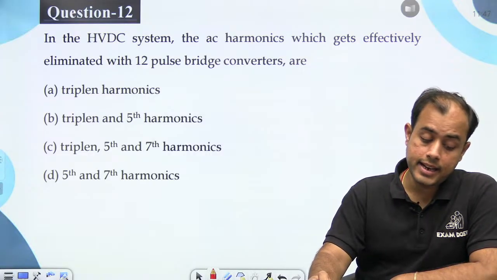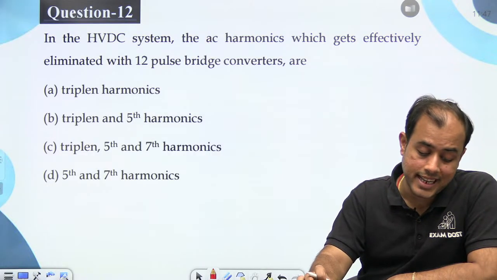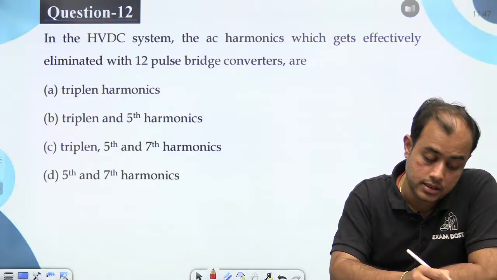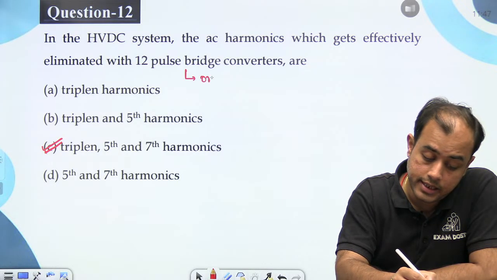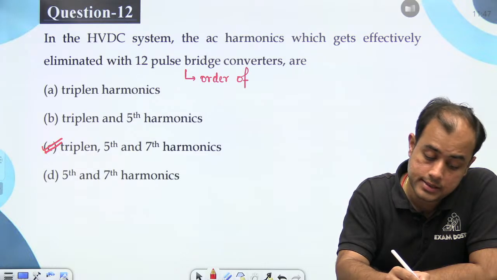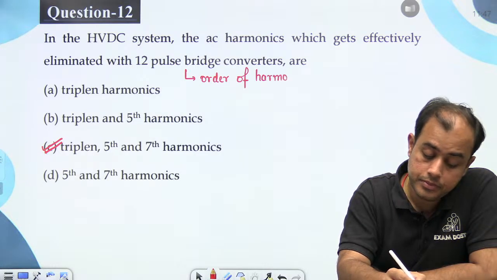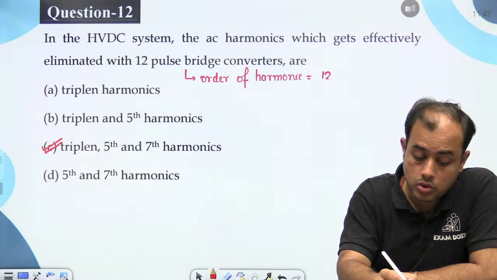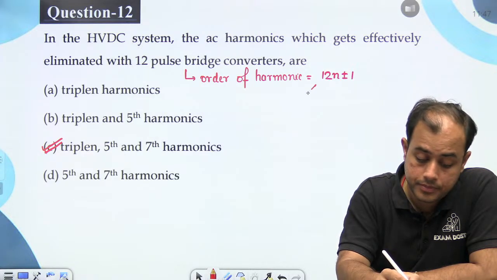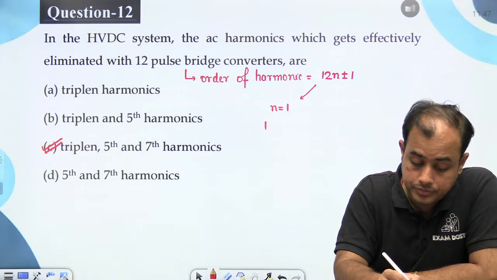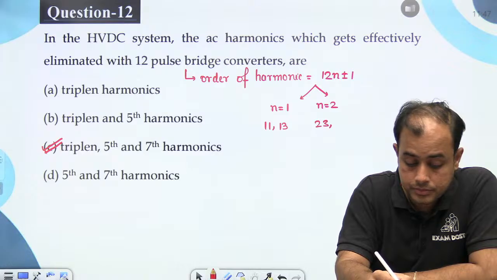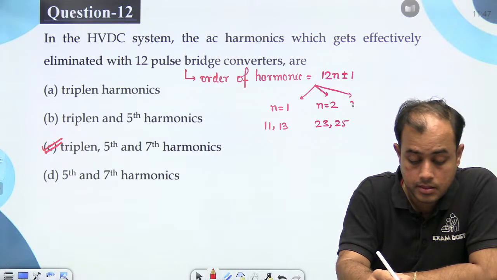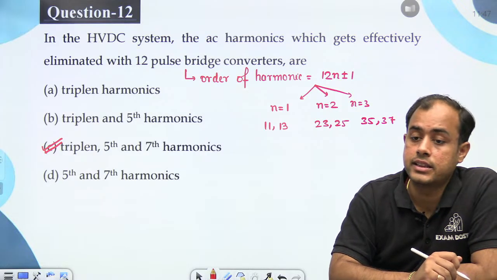In HVDC, which harmonic gets eliminated with the 12 pulse converter: triplen, 5th and 7th? So basically the order of harmonic for 12 pulse is (12n plus minus 1): 11, 13. So 3rd, 5th, 7th are absent.